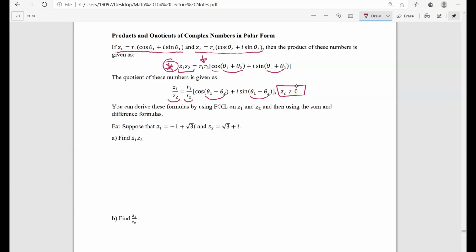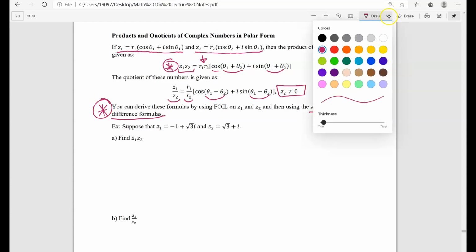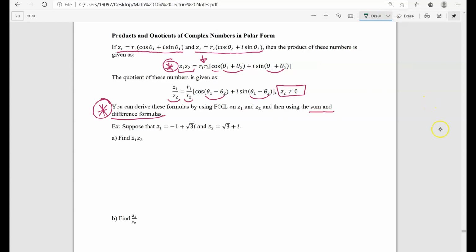I'm not going to derive them. They're pretty basic to derive. All you have to do is use the sum and difference formulas. You start out by taking the two numbers and FOILing everything out. Things are going to cancel out, and then you're going to have the sum and difference at the end. So you can have that as an exercise to look at. We're not going to derive them here. Okay, so let's go ahead and do a couple of examples.